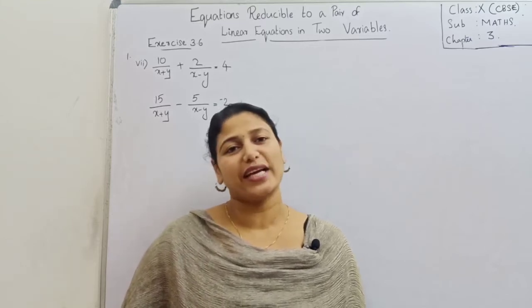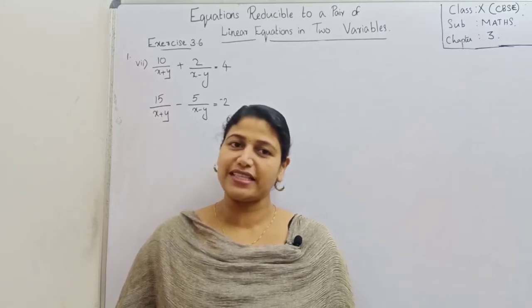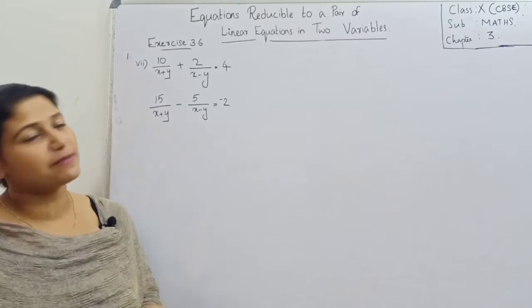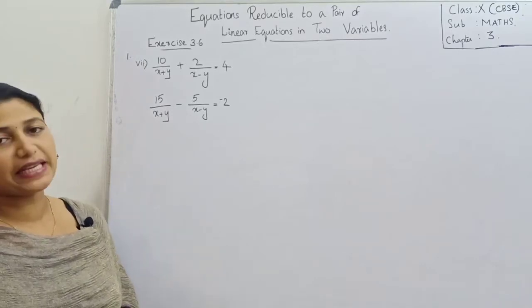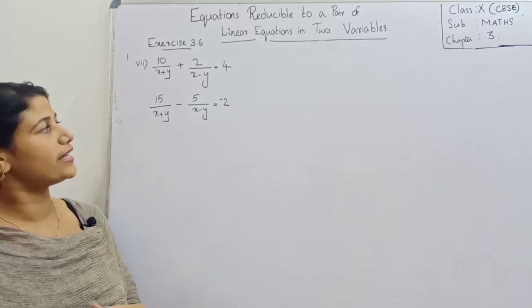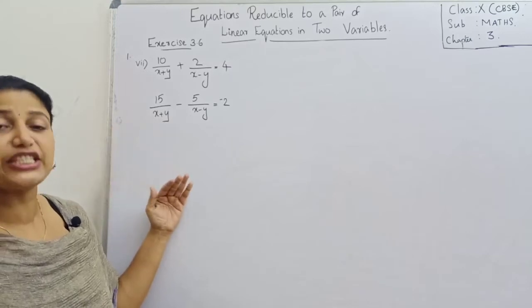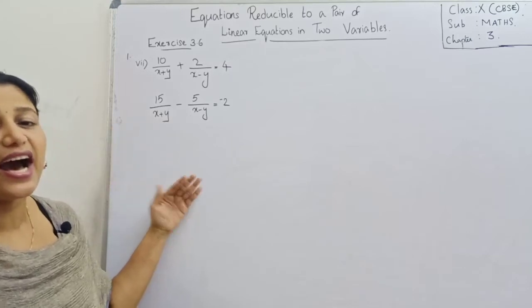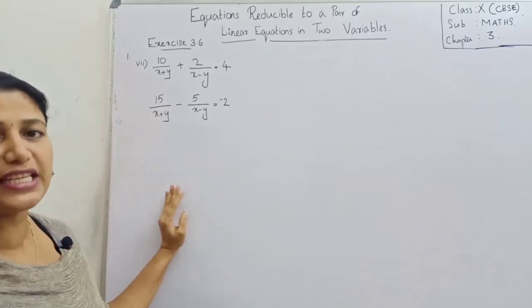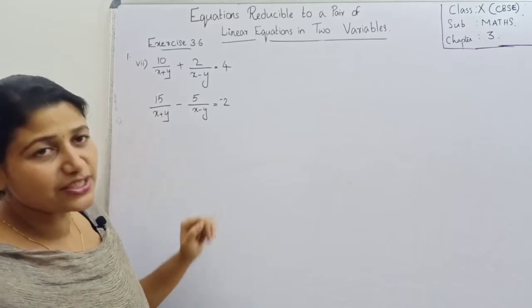So today also we are continuing with the same exercise as I told you in the last section. Exercise 3.6, and here is your 7th question: 10 by x plus y plus 2 by x minus y equal to 4, and 15 by x plus y minus 5 by x minus y equal to negative 2. First we want to reduce these two equations into a pair of linear equations. After that we have to solve those two linear equations, and from that find the values of x and y.